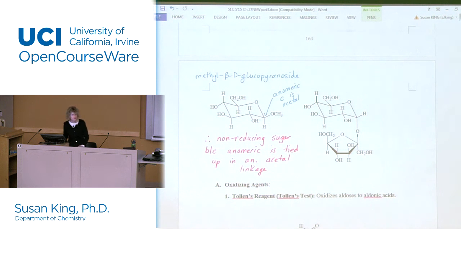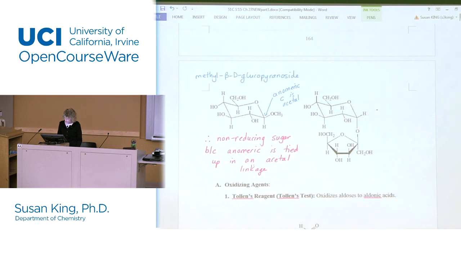So in order for this sugar to be oxidized, it needs to be in the open chain form. So it needs to be able to open up. If it can't open up, then it's a non-reducing sugar and it's not going to be easily oxidized. So it's oxidized from the open chain form. And so we know that glycosides do not undergo mutarotation. That ring does not open, and therefore they're not easily oxidized.